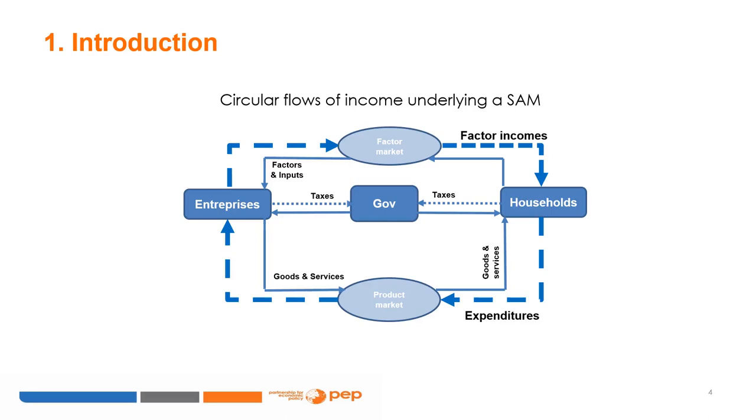Households generate income through the sale of their production factors, for example, capital and labor, through the factor market. Households use their income to buy goods and services through the product markets. The government generates income by taxing enterprises and households, for instance, direct and indirect taxes, and the government spends its revenue through public services, transfers, and subsidies provided to households and enterprises.